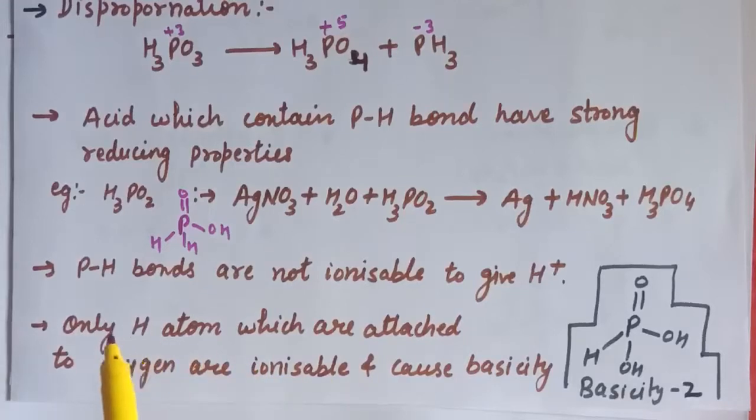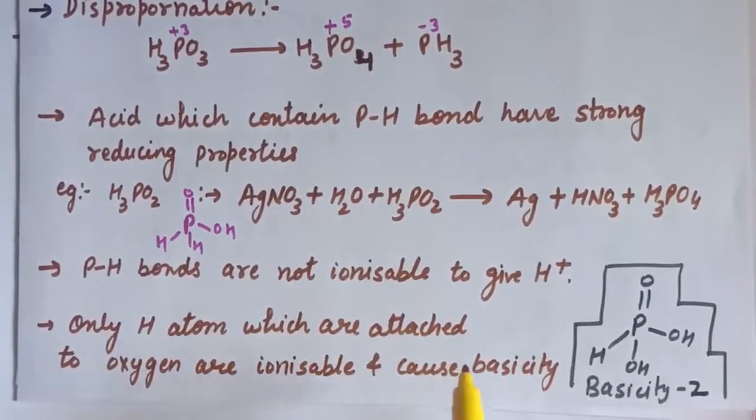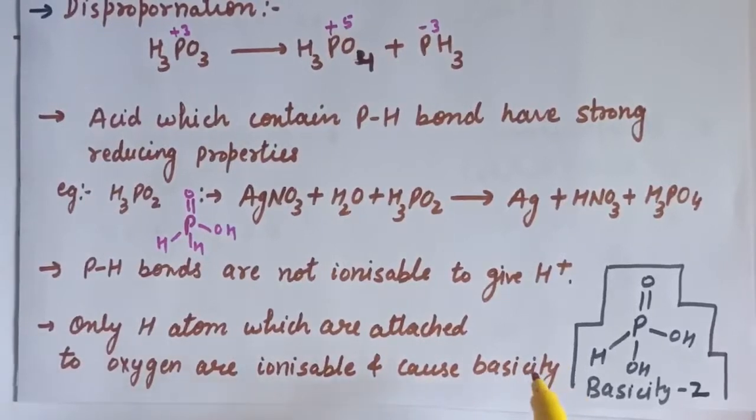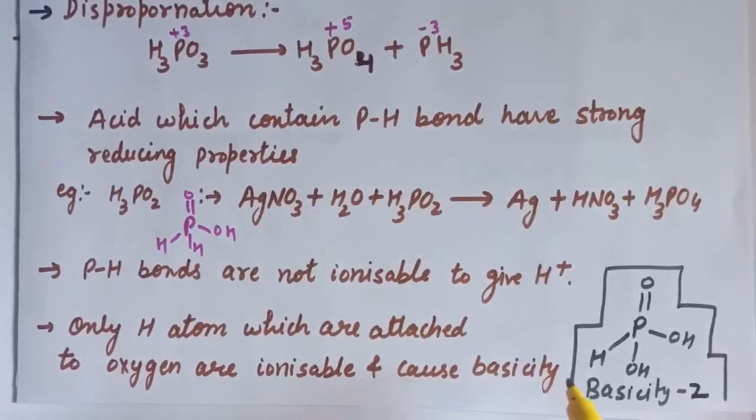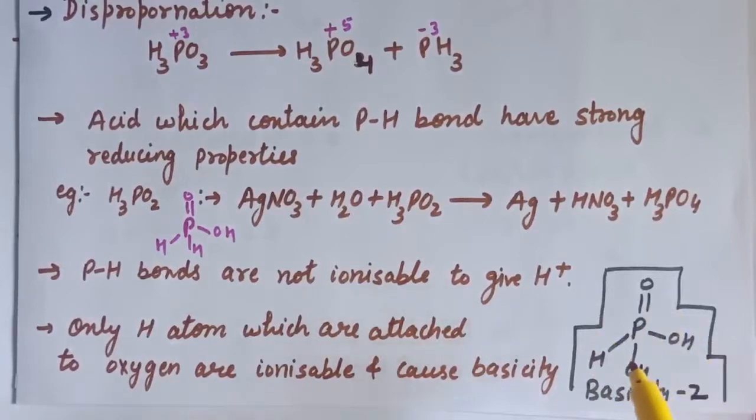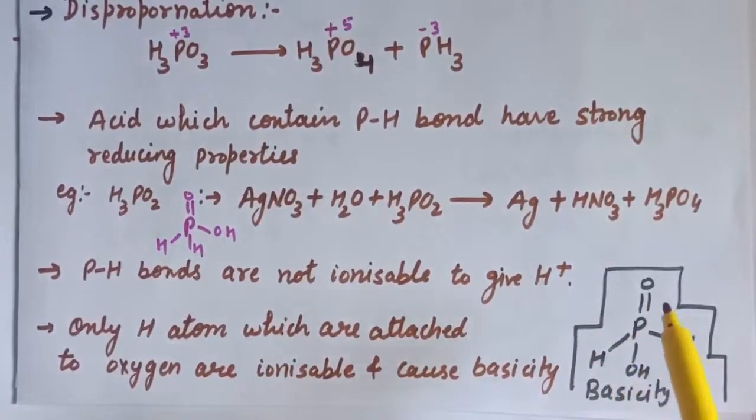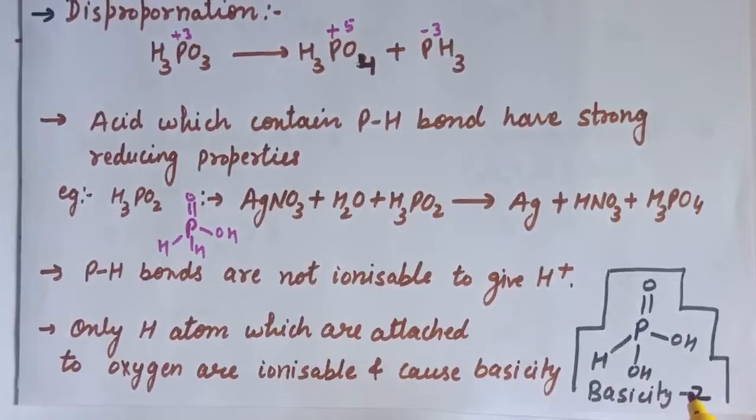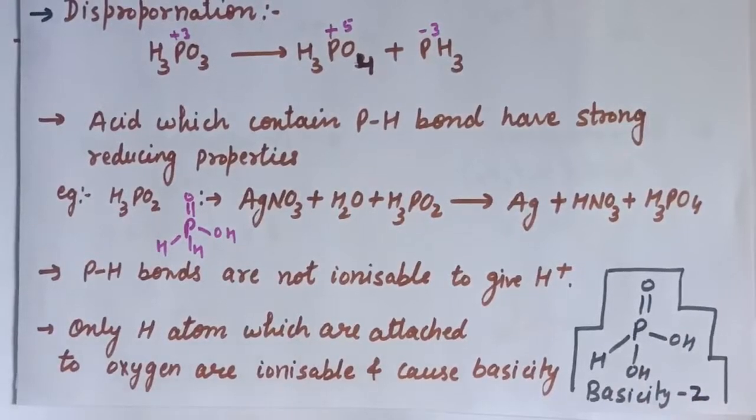And the last property of oxoacids is that only the hydrogen atoms attached to oxygen are ionizable and cause basicity. That is, if we want to calculate the basicity in these oxoacids, we will only consider those hydrogen atoms which are attached to oxygen. For example, if this is phosphorus acid H3PO3 and we want to calculate the basicity, here we have 2 hydrogen atoms attached to oxygen, so the basicity of this acid is 2. So this is all about the oxoacids of phosphorus.